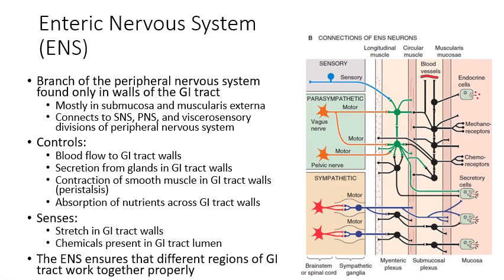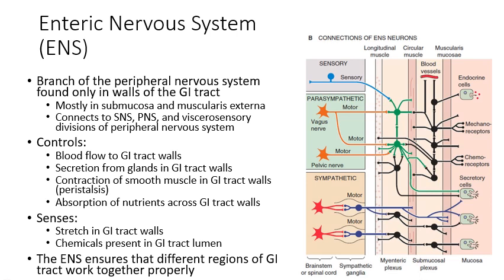In general, the parasympathetic nervous system, or PNS, would be increasing secretion from glands and contraction of smooth muscle and absorption of nutrients and blood flow, whereas the SNS, or sympathetic nervous system, would be decreasing all of those things in order to inhibit the activity of the digestive system. But either way, those messages would be carried through the enteric nervous system.